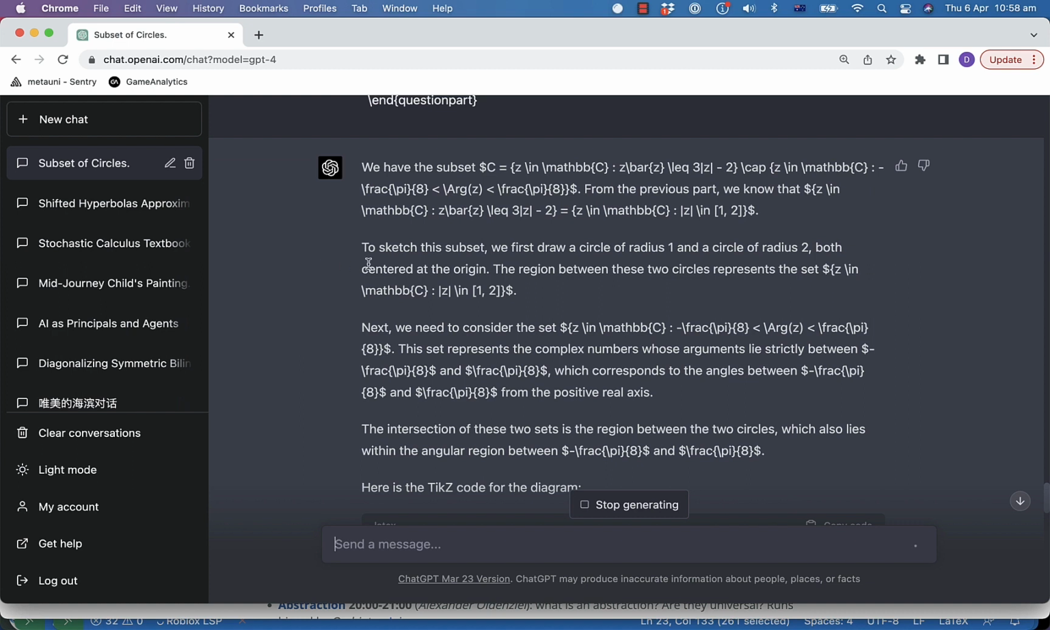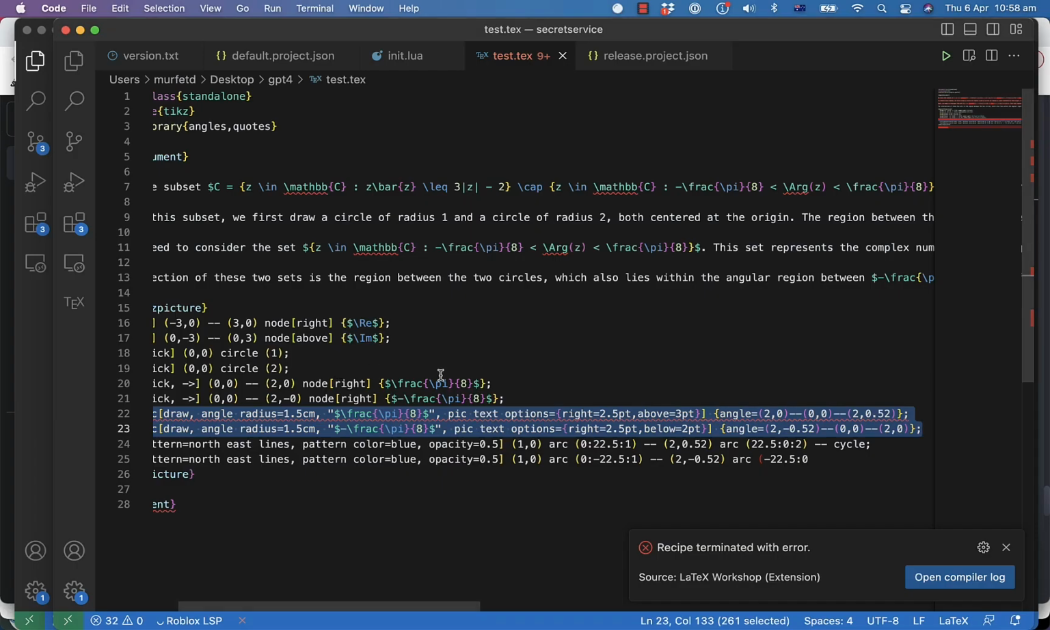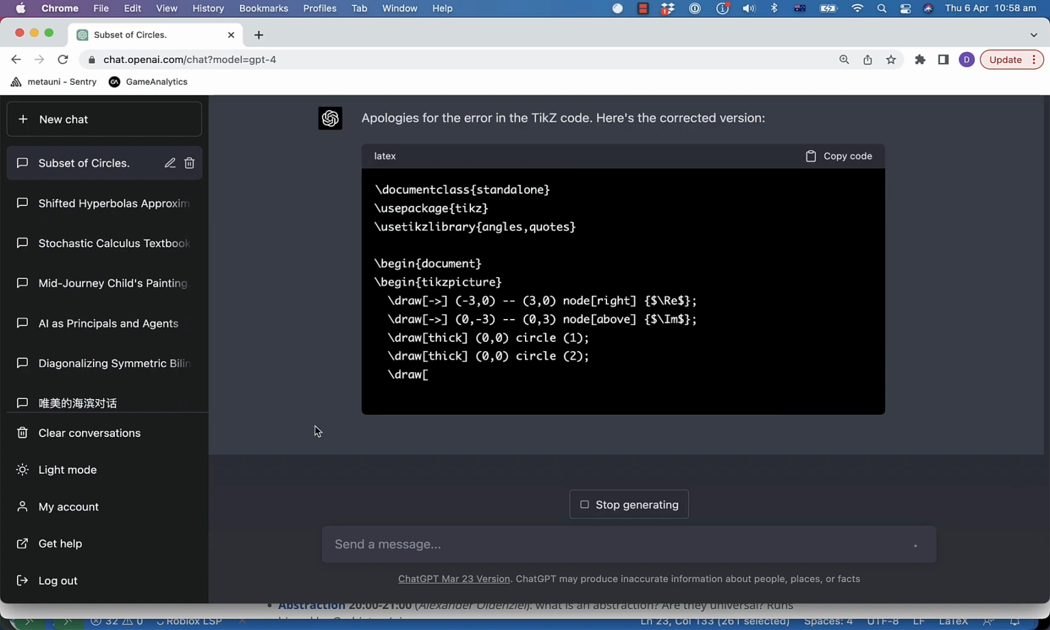So what did it say? To sketch it, draw a circle of radius 1 and a circle of radius 2 centered at the origin, need to consider blah. Yeah, it's described it. I guess we're just kind of nitpicking at this point.